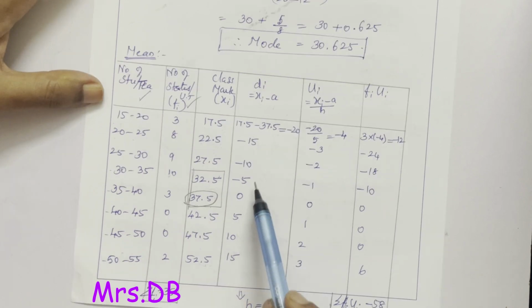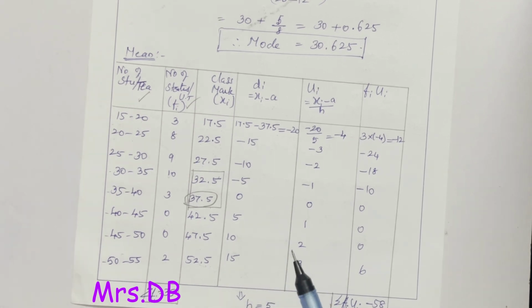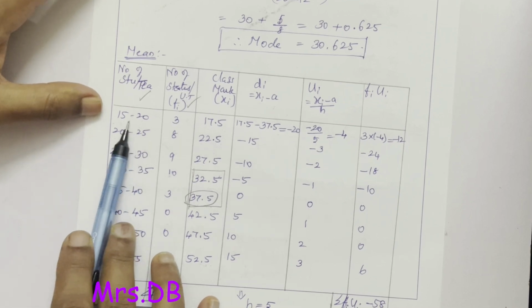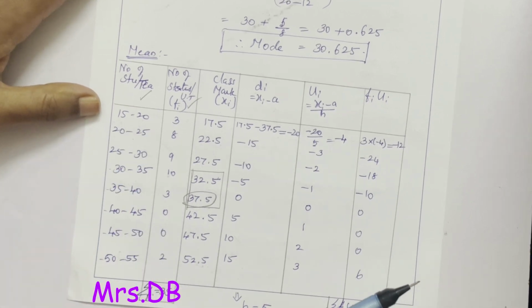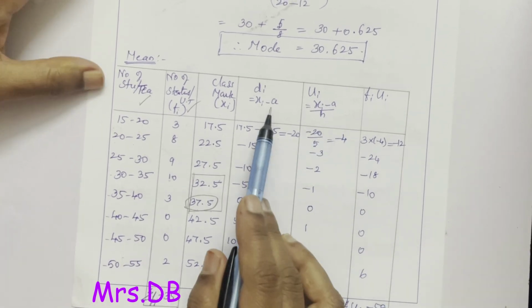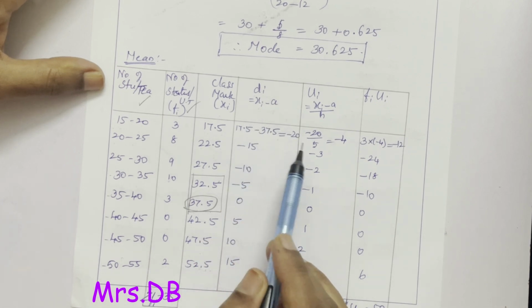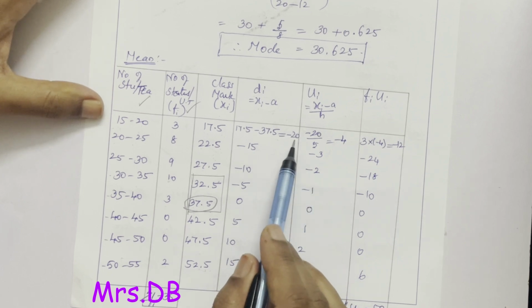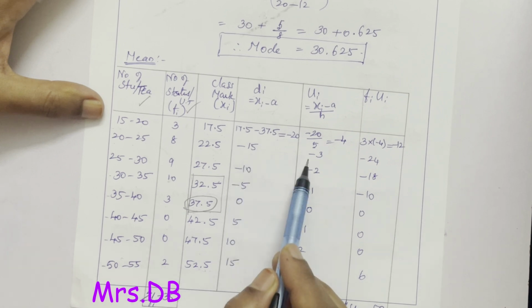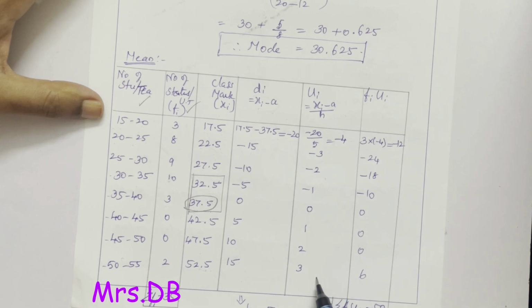See that the Di are multiples of 5. So we can divide them by the common divisor, which is the class size. Here the class size is 5, since 20 minus 15 is 5. So H is 5. Ui equals (Xi minus A) by H. So directly we can divide these numbers by H, that is 5. Minus 20 by 5 is minus 4. Minus 15 by 5 is minus 3. Minus 10 by 5 is minus 2. In that way we have to calculate Ui.